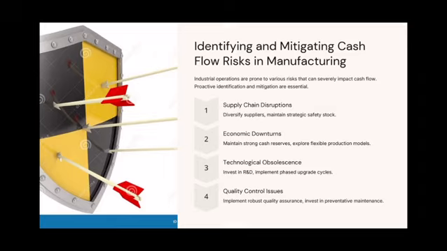Supply chain disruptions: diversify suppliers and maintain strategic safety stock. The second one is economic downturns: maintain strong cash reserves and explore flexible production models. The third one is technological obsolescence: invest in R&D and implement phased upgrade cycles. And the fourth one is quality control issues: implement robust quality assurance and invest in preventive maintenance.